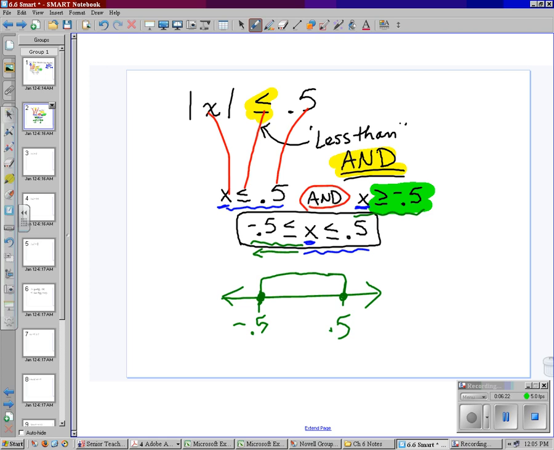Because we can pick any number between negative 0.5 and 0.5, and it will make this a true statement. Give me a number that's between these two. Volunteer with a number that is between these two on the number line. Jake?